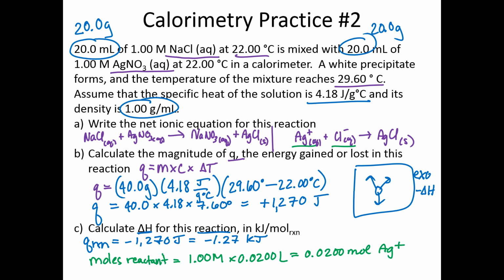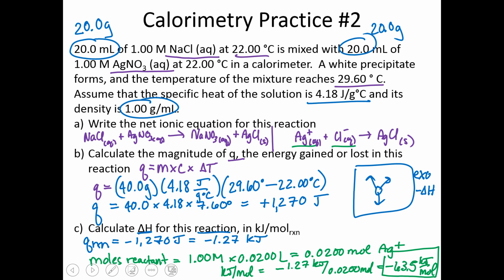So to find kilojoules per mole, I'm just going to take my kilojoule value, negative 1.27, and divide it by my moles here. So I end up with negative 63.5 kilojoules per mole. Okay, so if I have 2 reactants and they're equimolar, you just use either one of them for your mole value.